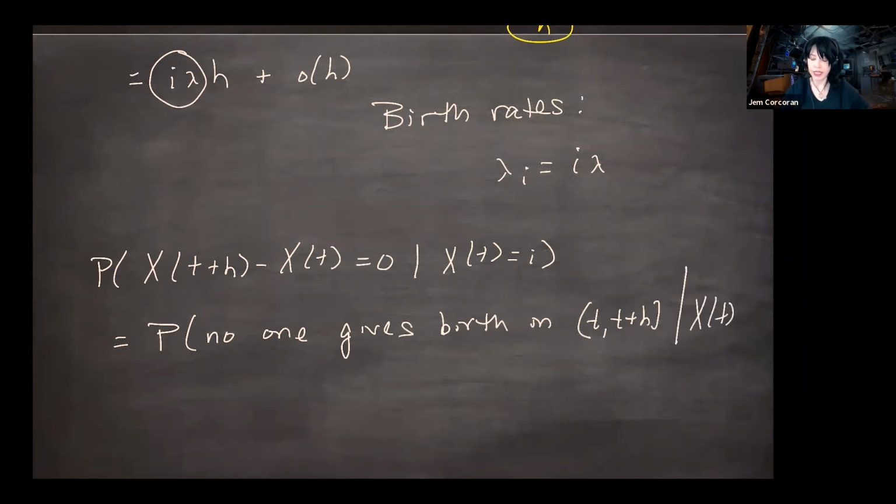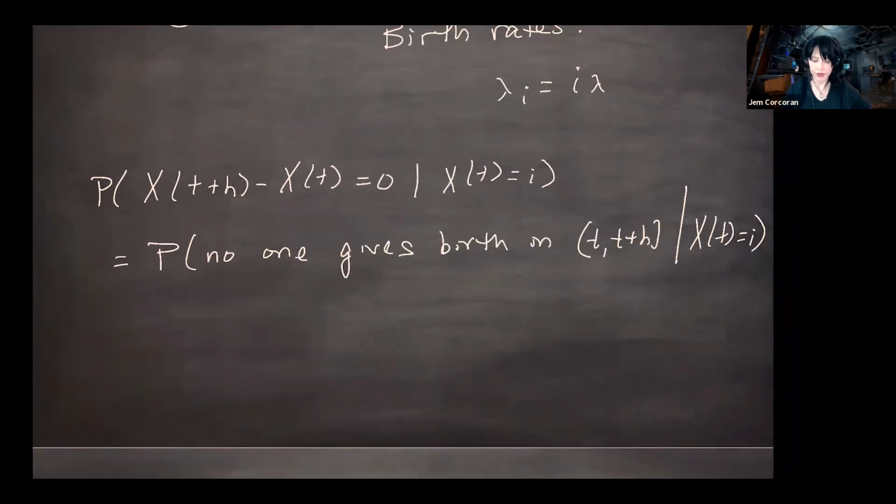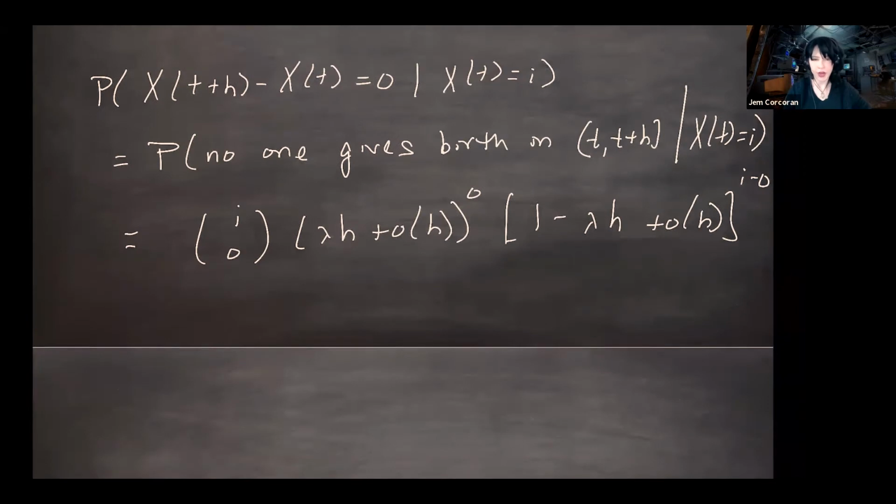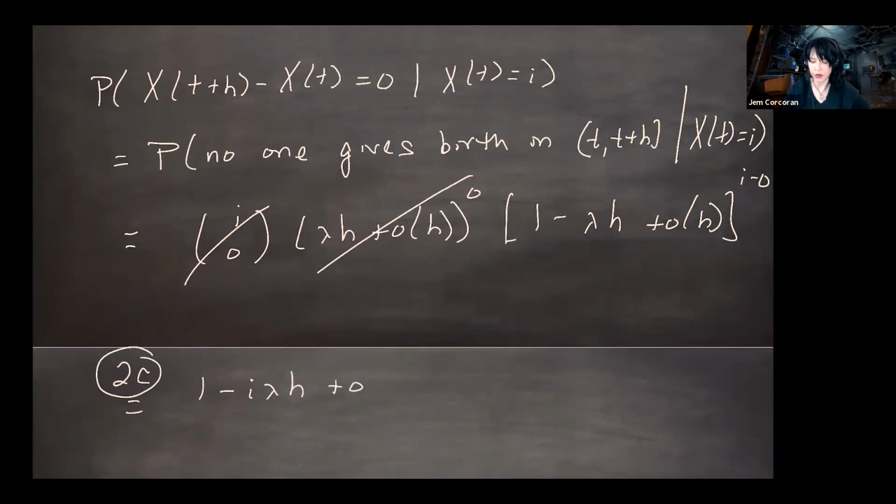So X_t is I. Right, so out of I people, we have to choose 0 to give birth. The probability anyone gives birth is lambda h plus little o of h. We get that to the 0 power. Then we get 1 minus lambda h plus little o of h to the I minus 0 power. So I choose 0 is 1, this is 1, this is 1, and the rest of it is that thing to the I. So I can again use problem 2c with an I instead of an I minus 1. So this is problem 2c on the homework. This is 1 minus I lambda h plus little o of h.